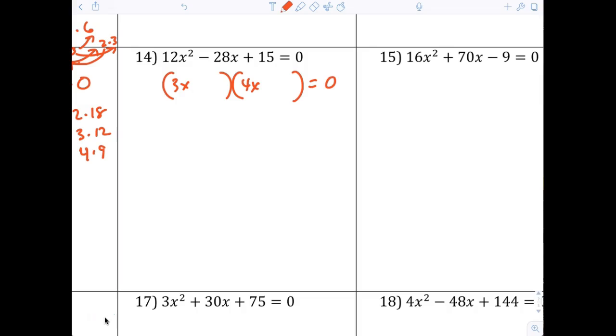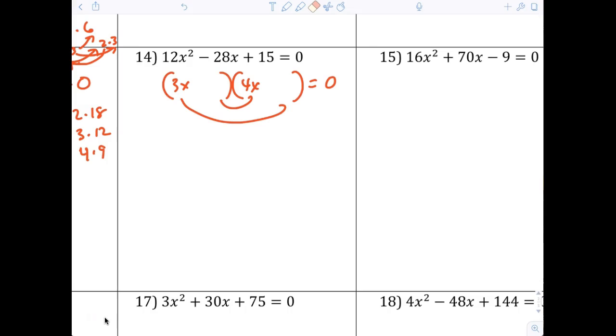So it has to be 5 and 3. And now you're just smiling. 20 and 9. That's close, not good enough. Everybody agree? So now instead of 5 and 3, I'm going to have to choose 15 and 1.